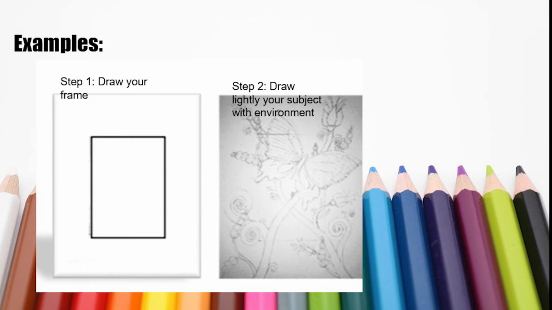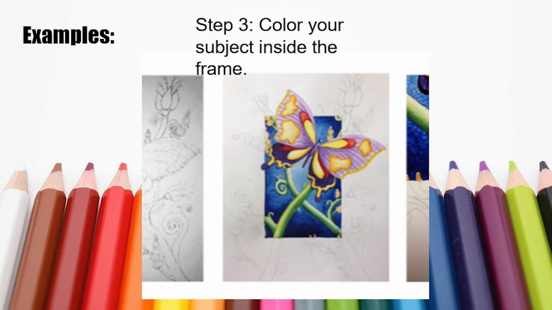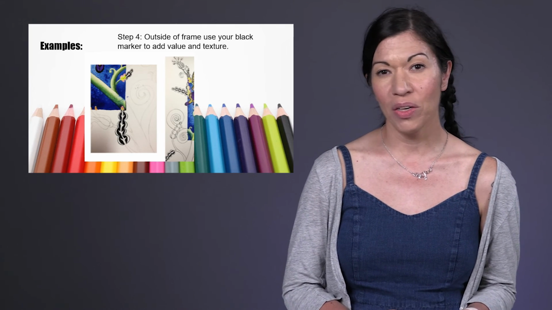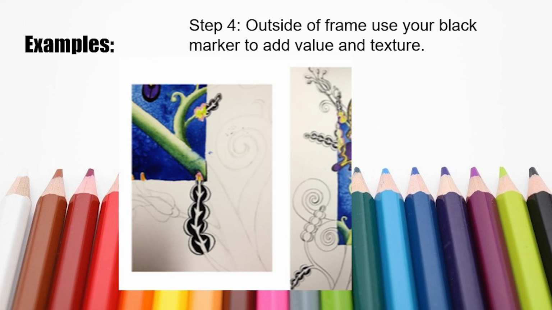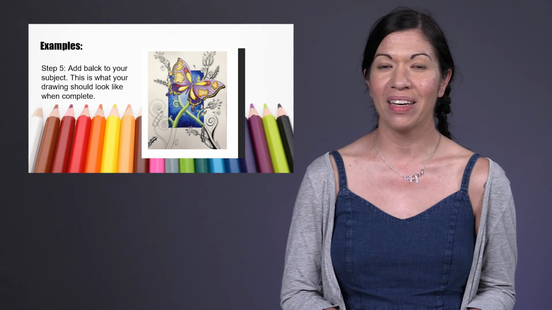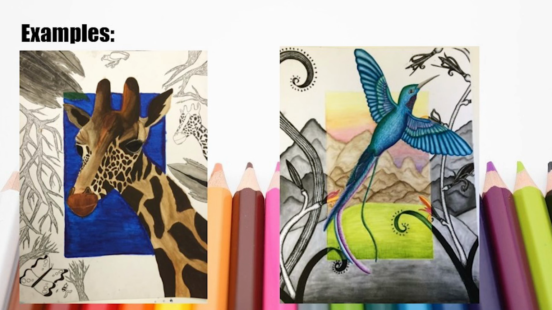Step 1, draw your frame. Step 2, draw lightly your subject with environments. Step 3, color your subject inside the frame only. Step 4, outside of the frame, only use black marker to add value and texture. Step 5, add black to your subject. This is what your drawing should look like when complete. And here are some examples to give you some ideas to help.